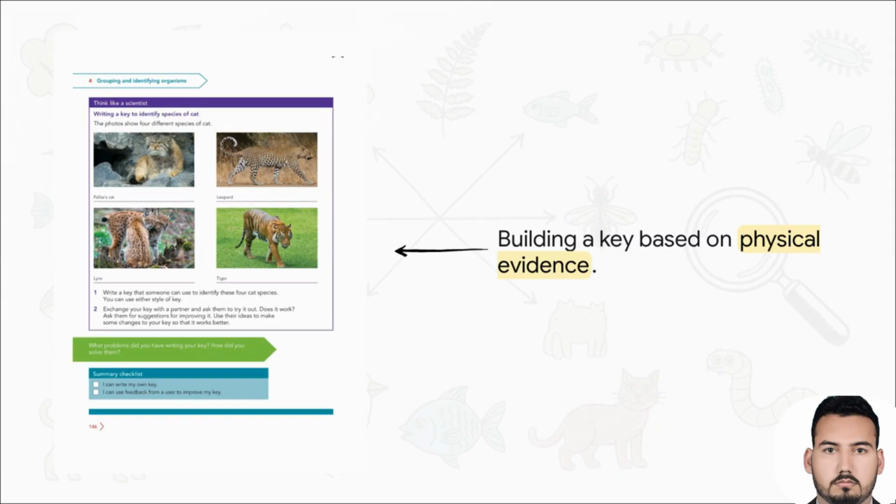You might notice the leopard has spots while the tiger has stripes. That is a perfect dichotomous branch. Does the cat have spots? Yes leads you to the leopard, no leads to the others, and then you just ask your next question. You are actively grouping them based on physical evidence.